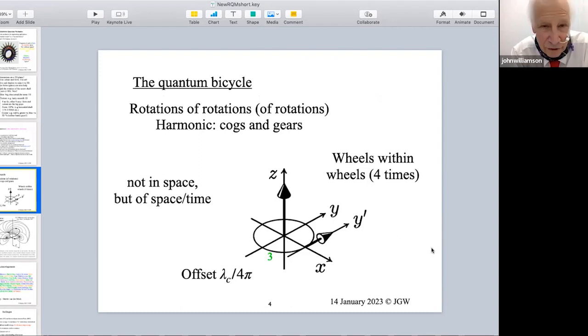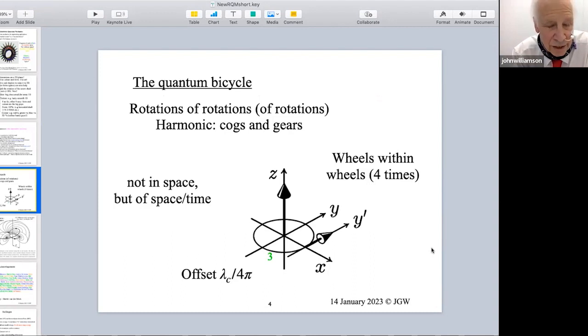So what am I going to talk about? The model, which we saw on the first slide, the kind of motion here we call the quantum bicycle motion, or quicycle motion for short. Quicycle is a portmanteau word made from quantum and bicycle.